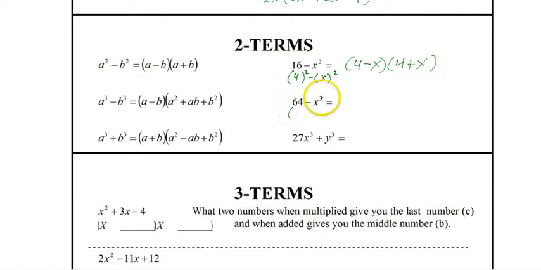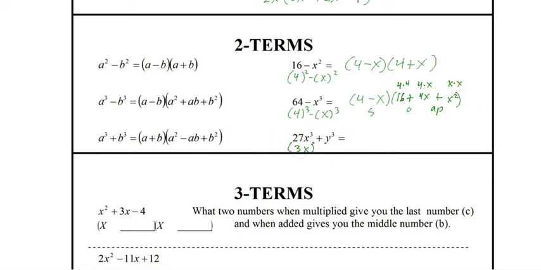If it's a cube, and you can tell because they're perfect cubes, you're finding out what's being cubed. And that is a 4 and an x. And so that gives us 4 minus x, and then our signs are same, opposite, always positive. Let me move this over some more. And so we get plus and plus. And then 4 times 4 is 16. 4 times x is 4x. And x times x is x squared.